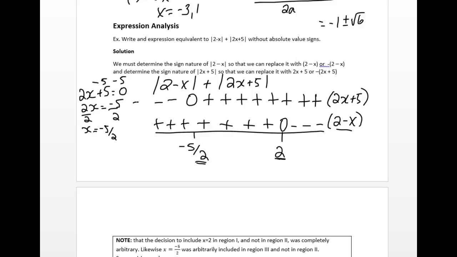So what we do is we say in this section right here, our equation, which was 2x plus 5, is negative. So I go negative 2x plus 5. And in this section here, so we need to think of these as little sections, the 2 minus x was positive. So what we're doing is kind of making an addition of those factors straight down.